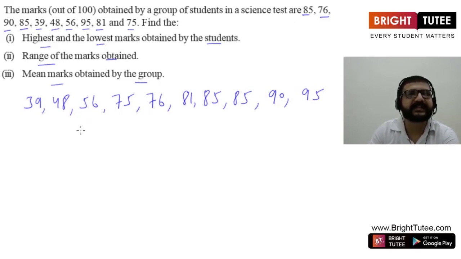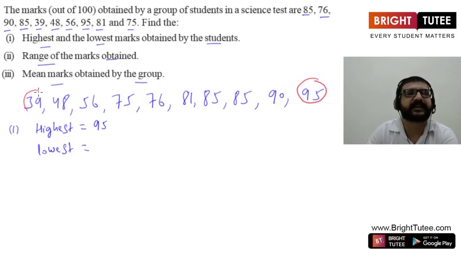Now from here we can easily tell the answer for the first question. The first question is asking the highest and the lowest marks. Now as we can see, the highest marks will be 95. As we can see here in the data, it is 95 marks. Now the second question is lowest marks. So the lowest marks will be equal to 39. As we can see here from the data, it is 39. So the answer for it will be 39.